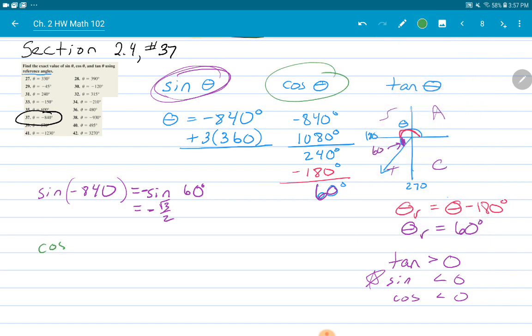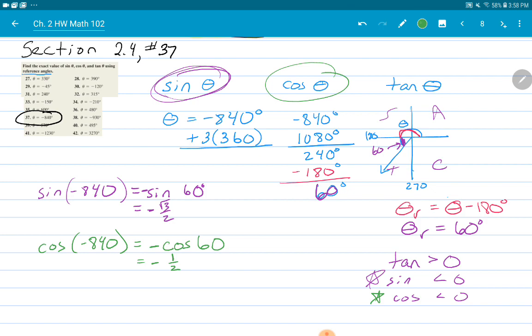So cosine of negative 840, the value will be equal to the cosine of that reference angle, 60, and since it's in quadrant 3, cosine will be negative. That's from this thing. Okay, and the cosine of 60 is 1/2.